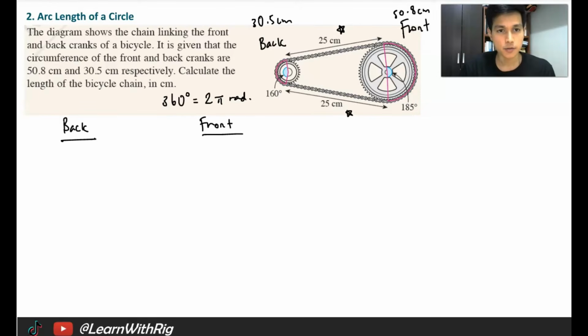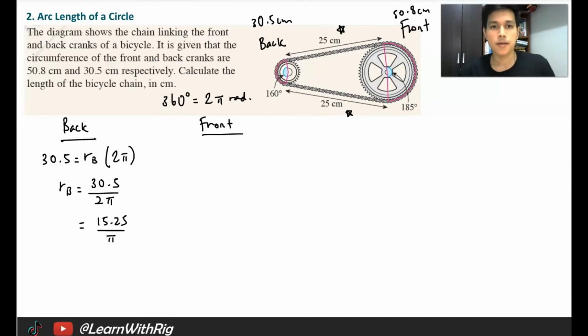So the back, you know that S equals R theta. So what is S? The circumference is 30.5 equals to radius. You are looking for radius. I put here RB, the back, times the 360, which is 2 pi. So RB is equivalent to 30.5 divided by 2 pi. So you should get 15.25 over pi. I'm just going to leave it in terms of pi so that I don't disturb my final answer. I'll leave it as it is first.